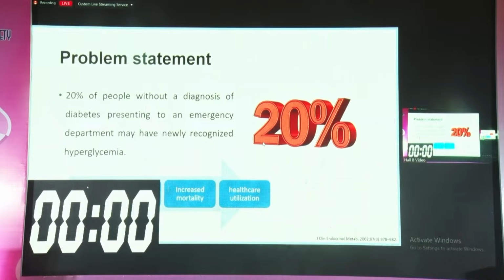In 20% of people without a diagnosis of diabetes presenting to an emergency department may have newly recognized hyperglycemia, and that newly detected hyperglycemia or in-hospital hyperglycemia per se is of utmost clinical importance. Why? Because inpatient hyperglycemia is an independent risk factor for increased morbidity, increased all-cause mortality, increased hospital stay, and of course, increased health care expenditures.